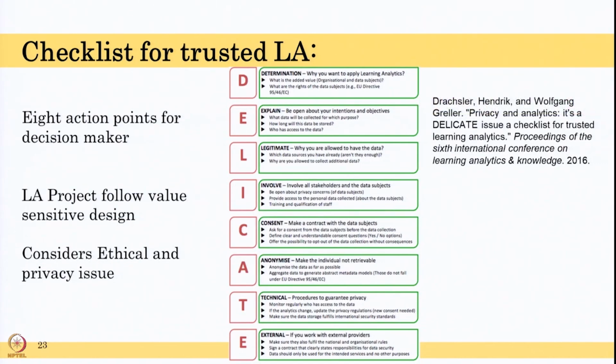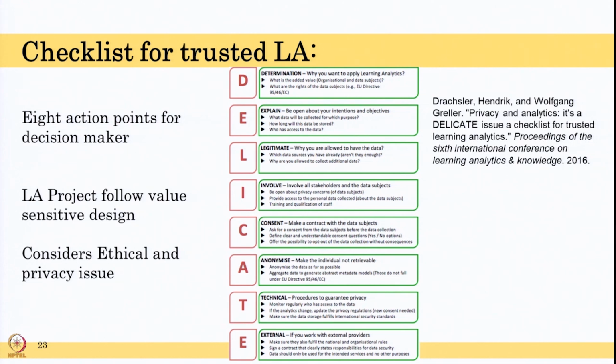So, in short, this is the checklist for trusted LA, 8 action points for decision makers. It talks about determination, like why you want to apply data analytics, and explain it to the students, and what data we collected, where it is stored, everything should be explained in the consent form. Be legitimate, that is, why you are allowed to collect data, why you are the one who can come and collect personal information of some group of people. Why you are allowed to do it, be legitimate.